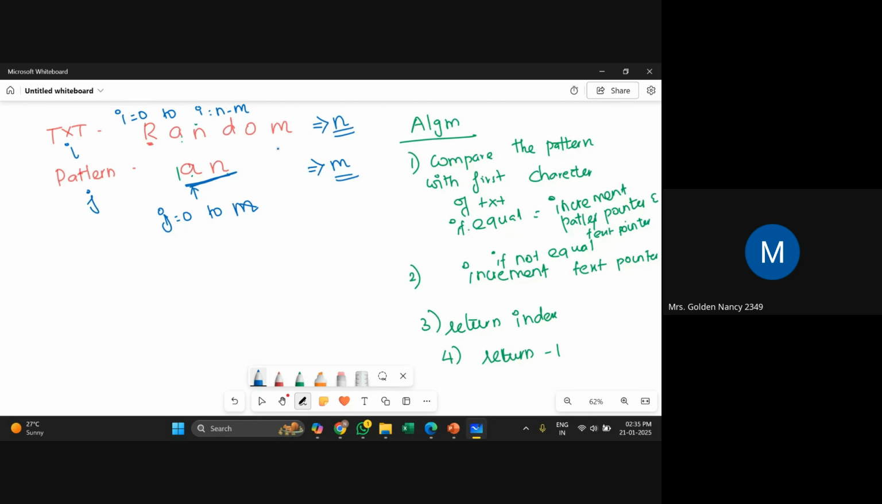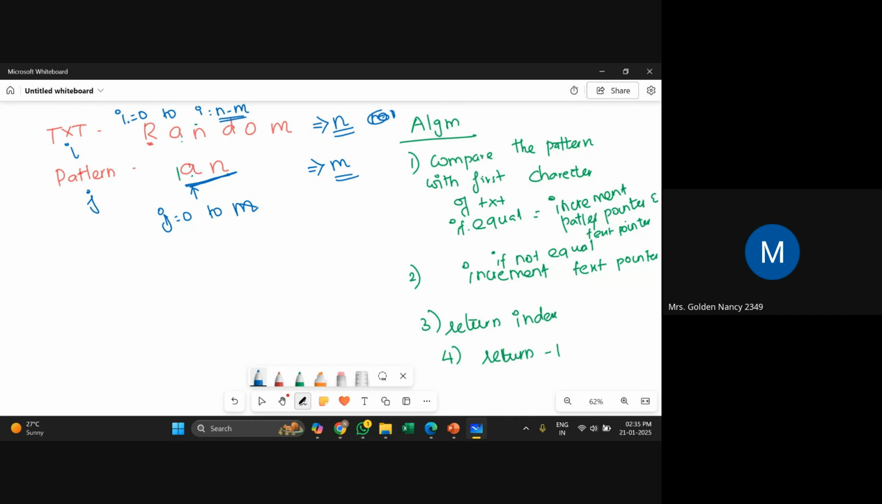Why n minus m? Because n is the number of words in the text and m is the pattern. If you remove m, that is the pattern, from your text, that will be your number of comparisons. That is what is given here. It is not n minus 1 or n minus 2, it is n minus m, because we are exactly finding the index of m, that is the pattern, in the text n.